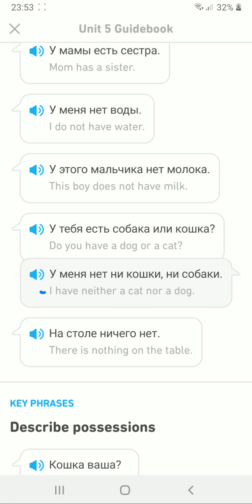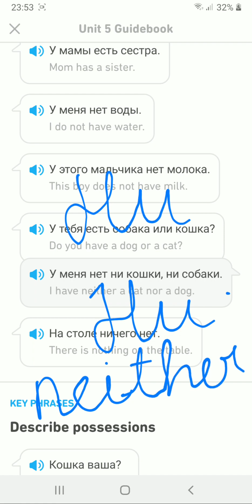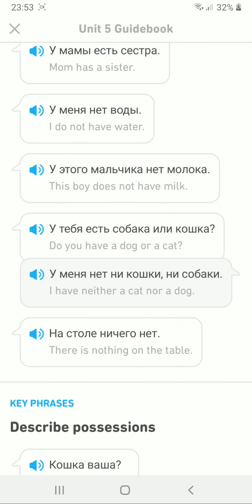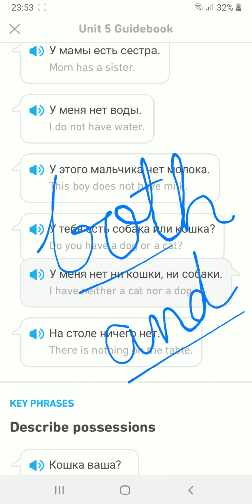Now, у меня нет ни кошки, ни собаки. So, he does not have a cat, nor a dog. So, this ни and ни, this is the neither, nor. This is what this form is, ни-ни. We have seen both. Let me write correctly. We have seen this, both this and, oh, this is another conjunction. This is и and и. So и and и.